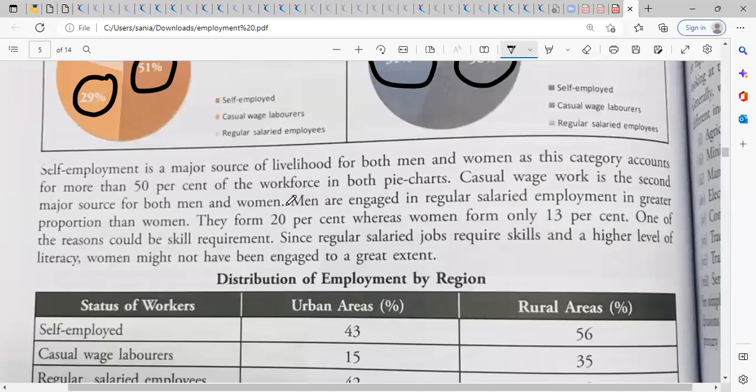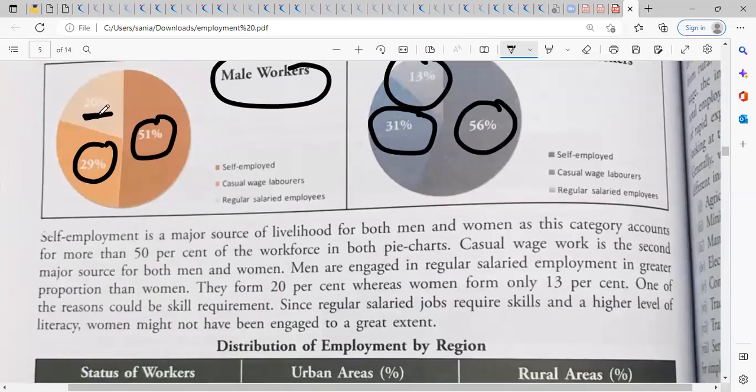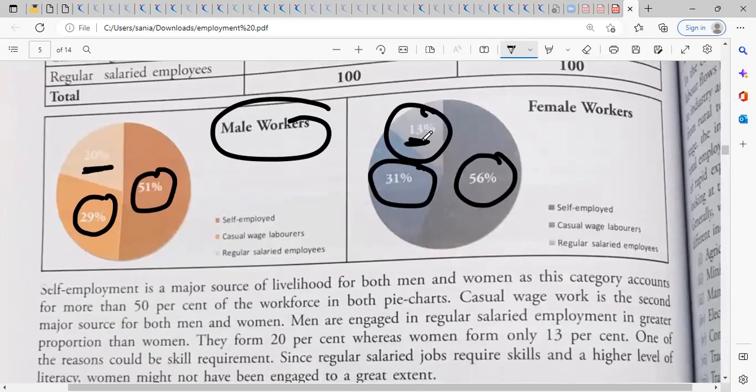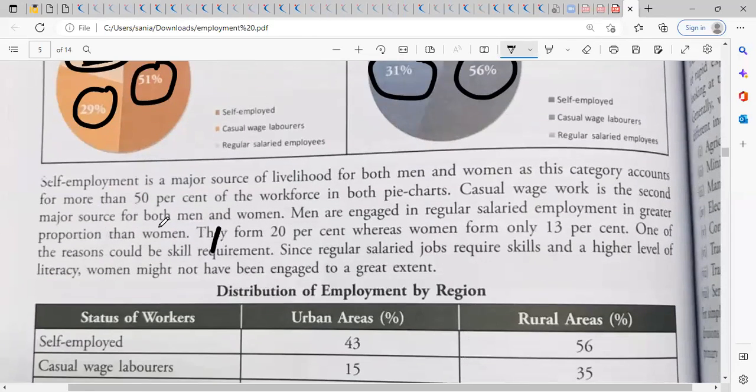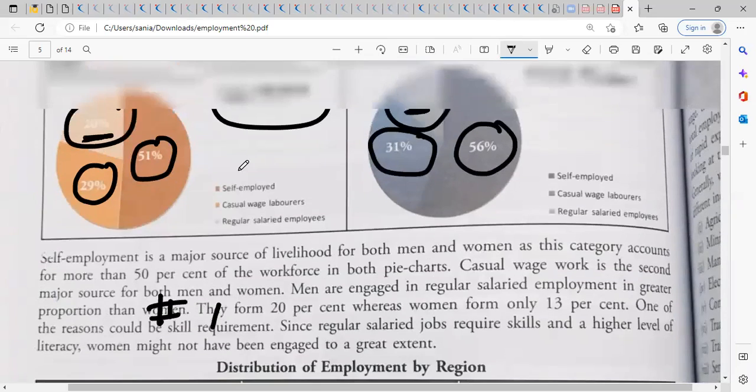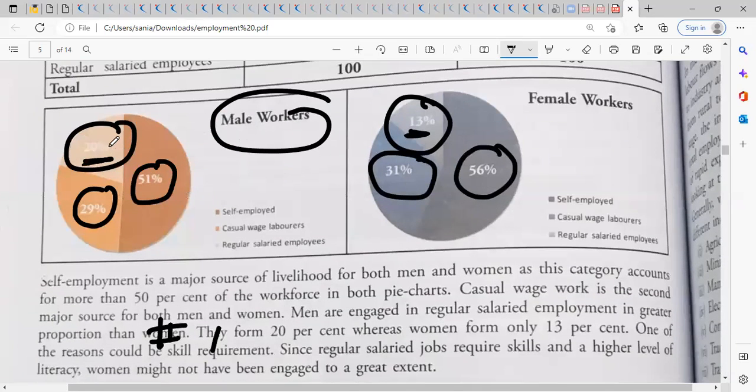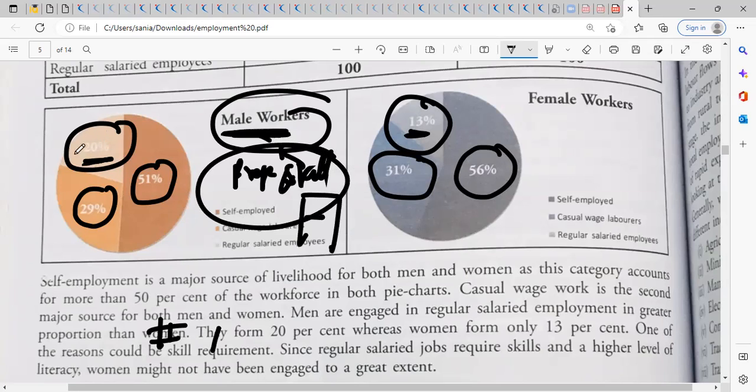Now the question comes from here: why is it 20% and why is it only 13%? This is very, very important. For getting a job in any company you need proper skills, right? Most of the males are going to school and getting proper education, so they have the relevant skills, so that's why it is 20%.